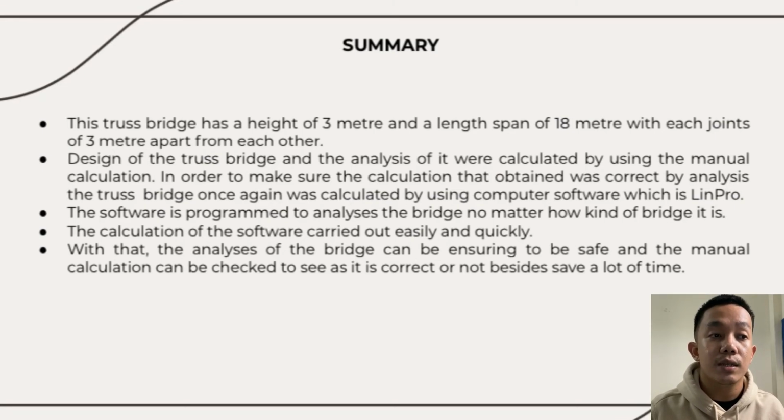For the summary, this truss bridge has a height of 3 meters and a span length of 18 meters, with each joint 3 meters apart from the others. The truss bridge was analyzed using manual calculation. In order to make sure the calculation obtained was correct, the truss bridge was calculated once again using computer software, which is Lean Pro.